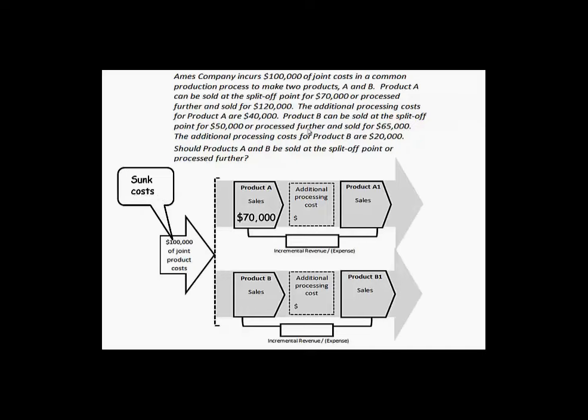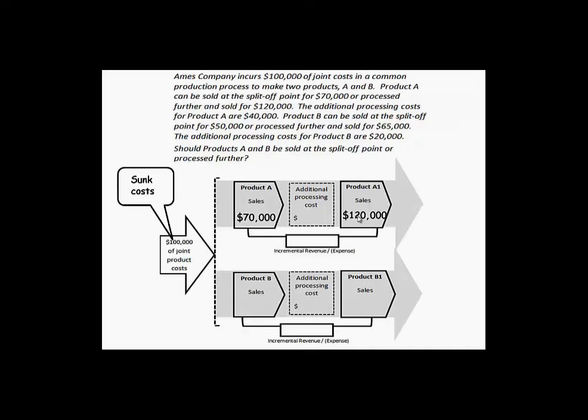So I'm told that at the split-off point, as I mentioned, we have $70,000 in sales revenue, and if we process it further, we can sell it as product A1 for $120,000. So from an incremental revenue point of view, if we compare the sales in product A1 to product A, we're going to have incremental revenues of $50,000.